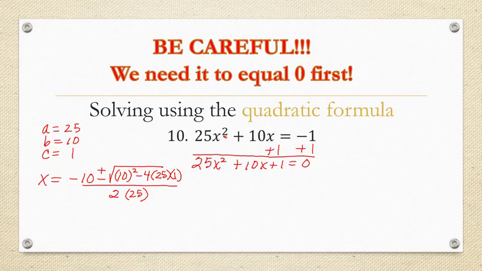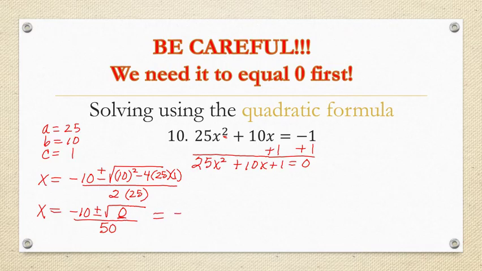All right? Okay, so X equals negative 10 plus or minus. Okay, let's see what's underneath this square root. So we've got 10 squared minus 4 times 25 times 1. Okay, now I got a 0 right here over 50. Okay, square root of 0, 0. And if I get a 0 here, according to the discriminant, that means I'm going to have one x-intercept, because the square root of 0 is 0.